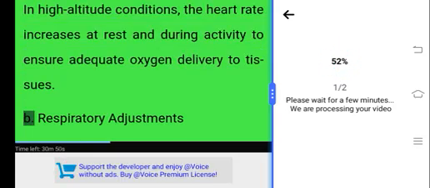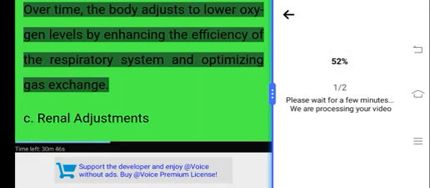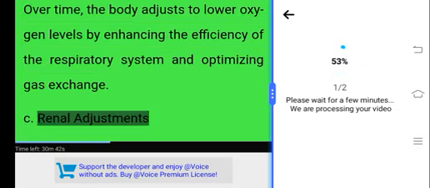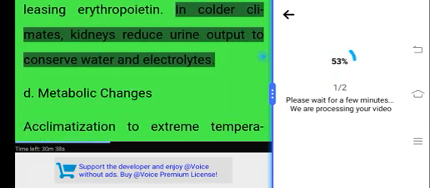B. Respiratory adjustments. Acclimatization to high altitudes leads to an increase in ventilation rate, allowing the body to take in more oxygen. Over time, the body adjusts to lower oxygen levels by enhancing the efficiency of the respiratory system and optimizing gas exchange. C. Renal adjustments. In response to high altitude hypoxia, the kidneys play a role in regulating erythropoiesis, red blood cell production, by releasing erythropoietin. In colder climates, kidneys reduce urine output to conserve water and electrolytes.